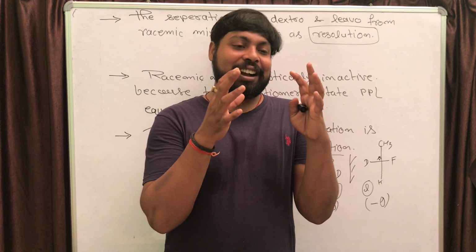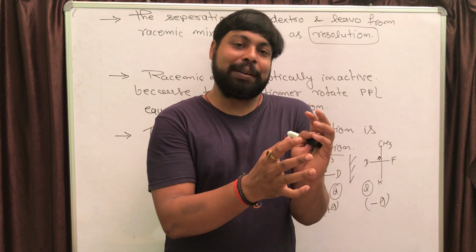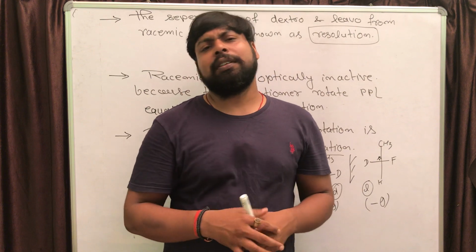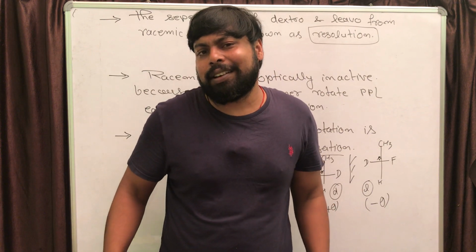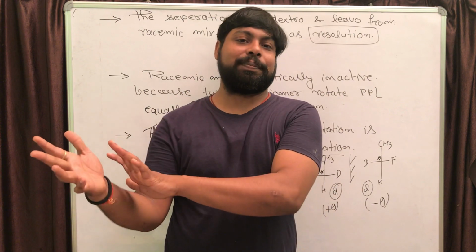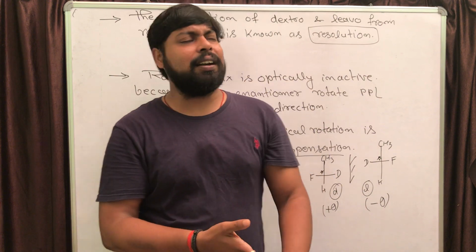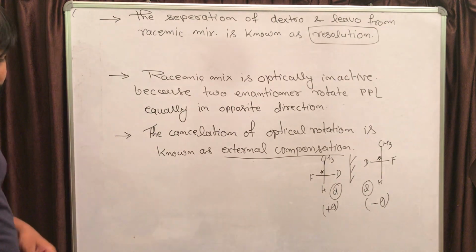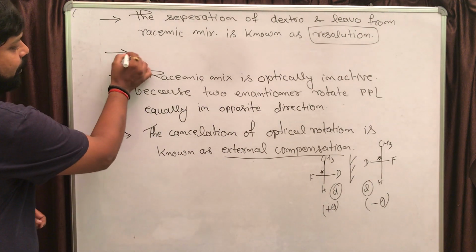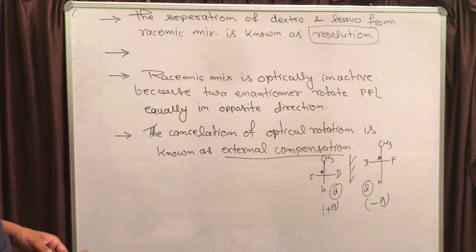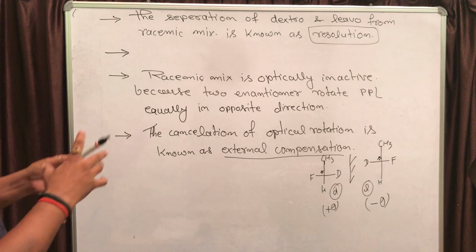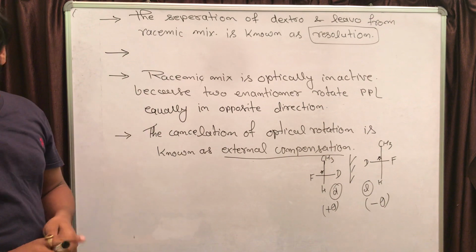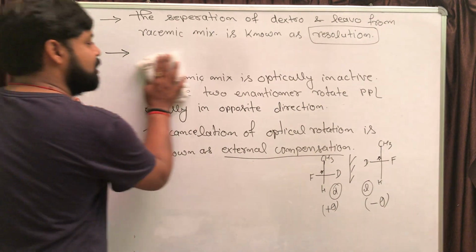If we can convert that enantiomeric mixture into a diastereomeric mixture, since diastereomers have different physical and chemical properties, now we can separate them. I'll discuss the process exactly, what resolution is, right? Let's write the next statement. There is one more statement. Mixing of dextro and levo to form a racemic mixture is known as racemization.